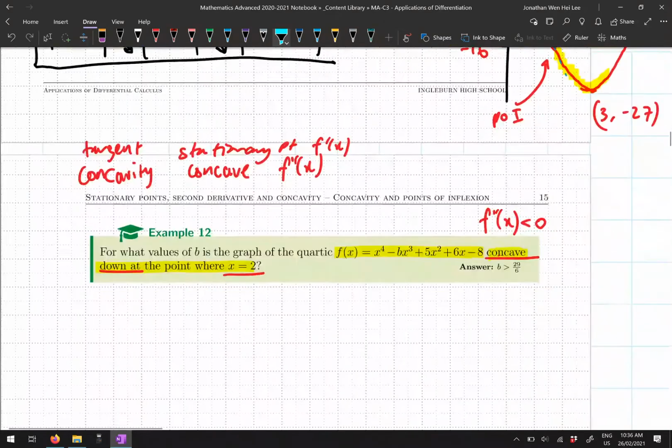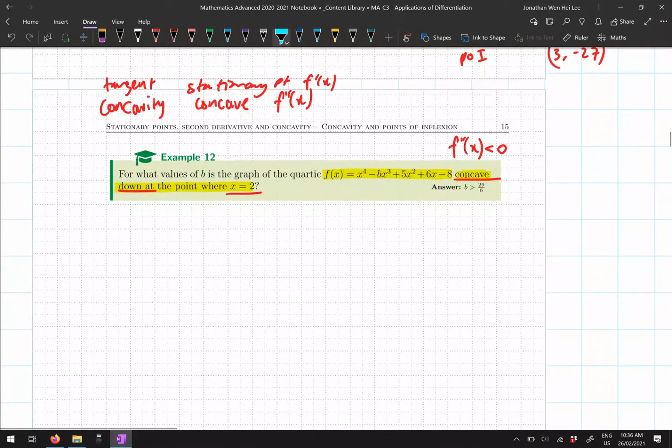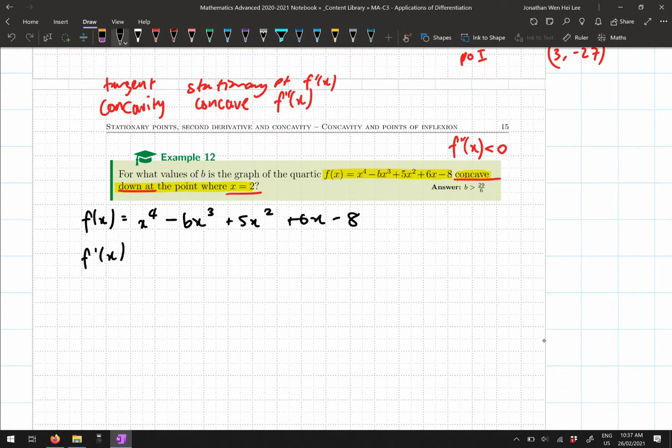Okay, so let's go through this example. How do we find the second derivative? Differentiate twice. We differentiate once, we differentiate twice. So let's differentiate this function a few times. So we've got x to the power 4 minus bx cubed plus 5x squared plus 6x minus 8. Let's differentiate that once. Ujun, what will I get when I differentiate this once? 4x cubed.